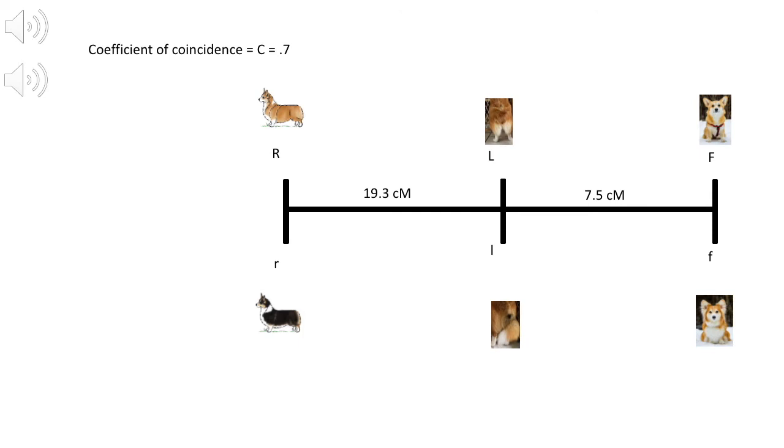The map distance is equal to the percentage of recombination between each loci. So in our case, the map distance between L and F is 7.5 centimorgans, and the map distance between R and L is 19.3 centimorgans. For our coefficient of coincidence, or C, we are going to assume that it's equal to 0.7.